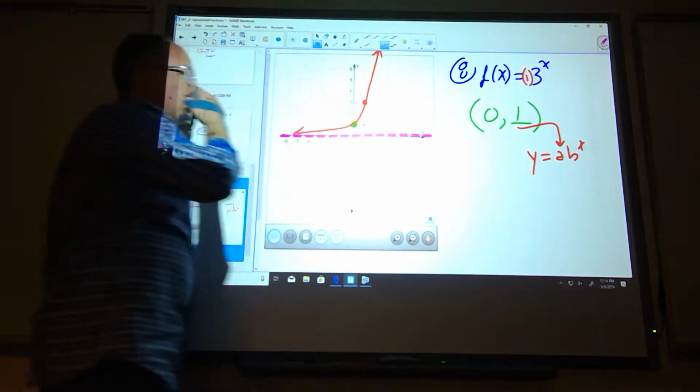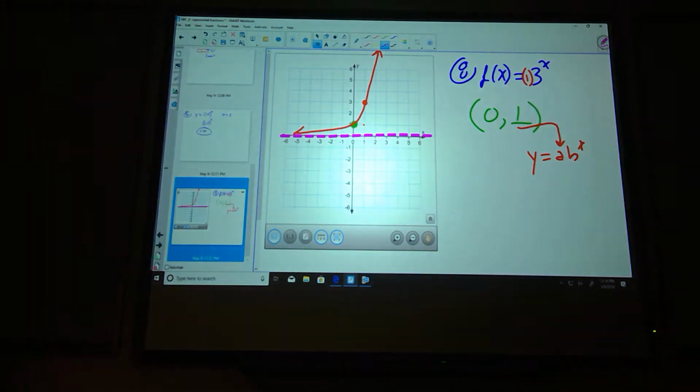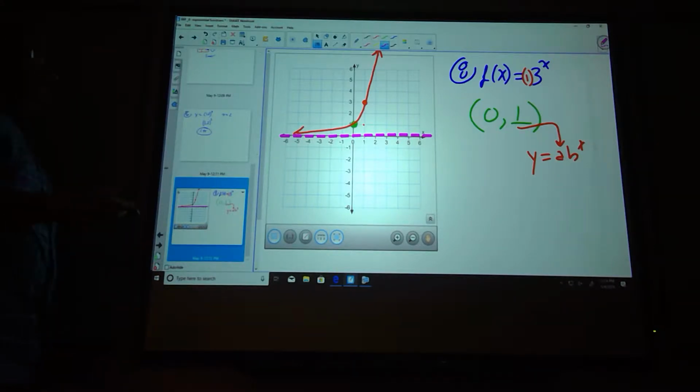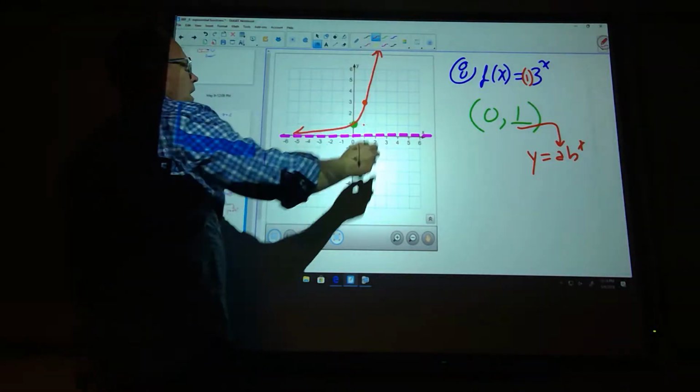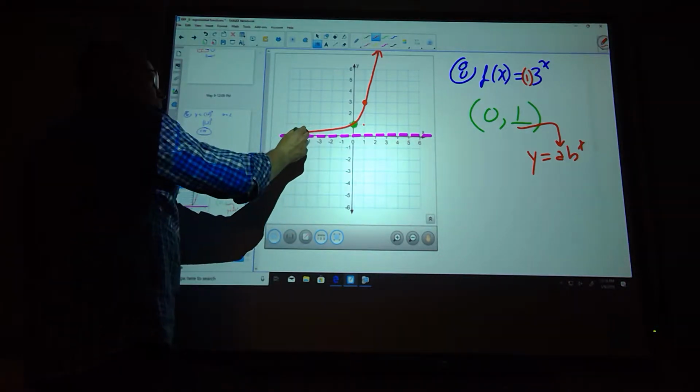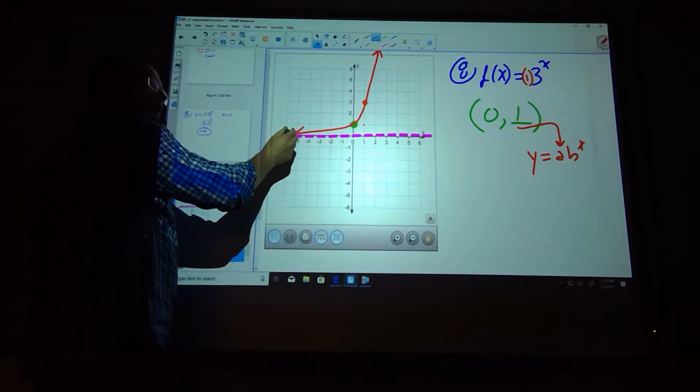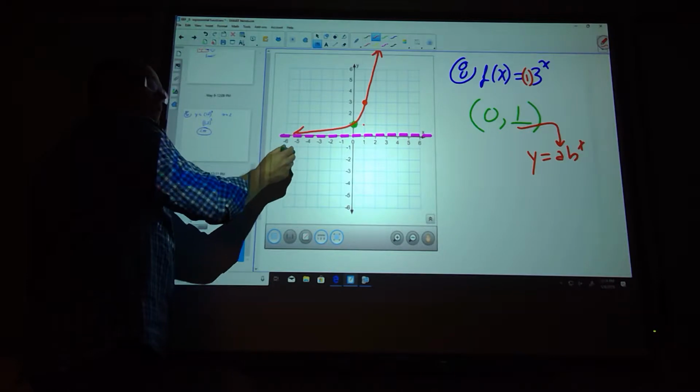I'm going to draw a pink dotted line right there. That's a term called an asymptote. An asymptote is something that your graph under normal situations should not cross. So what's happening is this red line is getting closer and closer to this pink line. It'll never go below it and it'll never touch it.